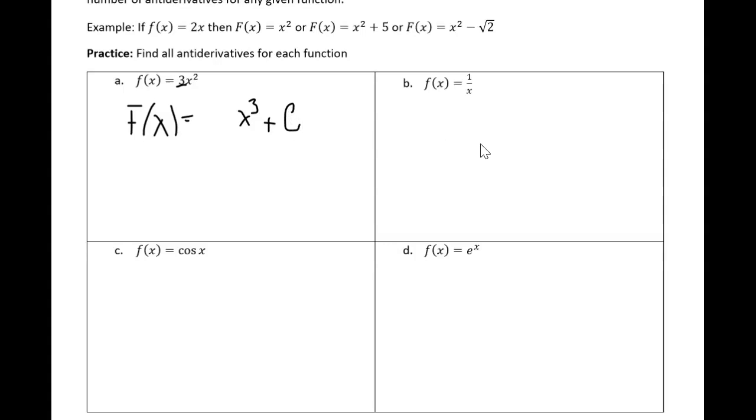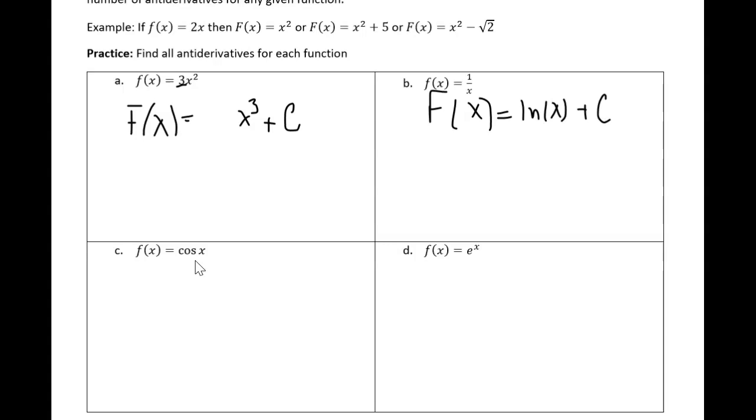On the next one, we have 1 over x as the derivative, so we have to ask ourselves, what function does this come from? It's very important that you have your basic derivative rules memorized, because if you do, then you know off the top of your head that the derivative of ln x is 1 over x. So the antiderivative of 1 over x is ln x.